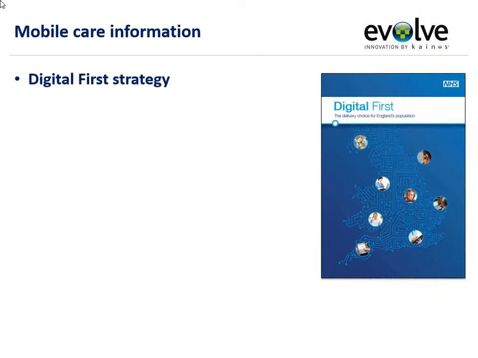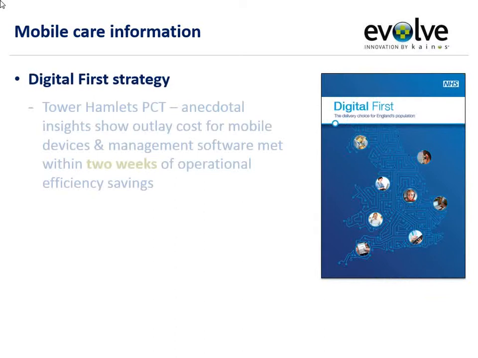The digital first strategy also made quite a bold anecdotal claim, and it said that Tower Hamlets Primary Care Trust anecdotally recognized the fact, or thought that they would be able to save enough so that within the first 2 weeks of going live they would have met their spend for the project in terms of devices, in terms of management software, etc. So you can see that organizations reckon there's a massive opportunity by empowering their workforce to deliver mobile-based care and mobile-based information. There's massive savings and massive efficiency and increasingly quality of care delivered to patients. A very bold claim, and we'll see what happens in the wash.